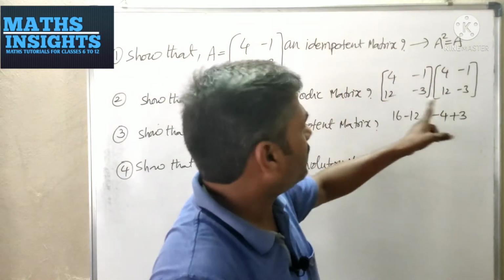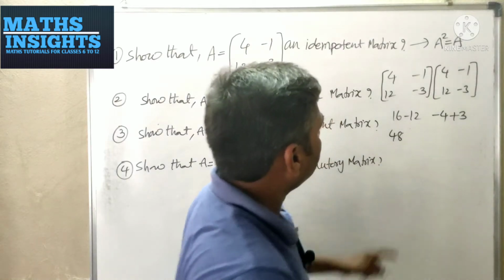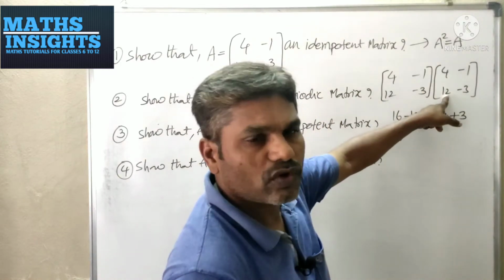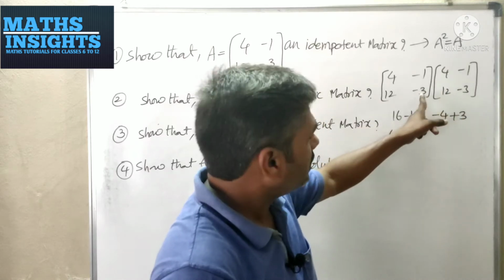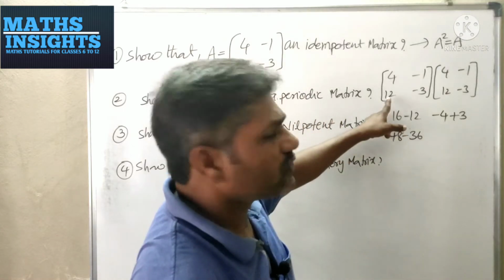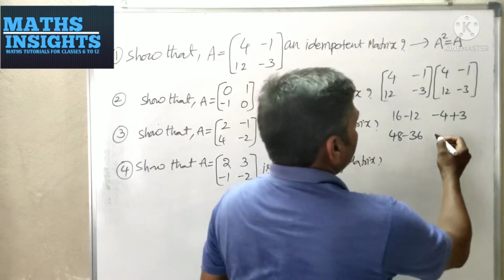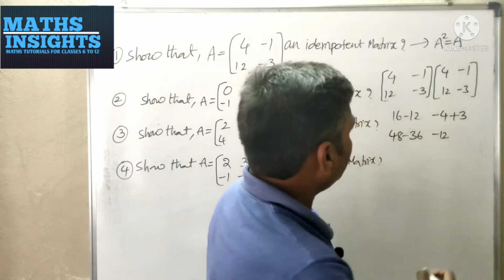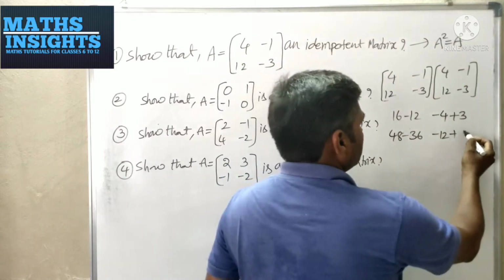Similarly, second row, first column, 12 4s are 48, minus 3 into 12. You have to move to the second element. Here also in the column second element. 12 3s are 36, but minus 36. If you see second row, second column, 12 into minus 1, minus 12, plus minus 3 into minus 3, plus 9.